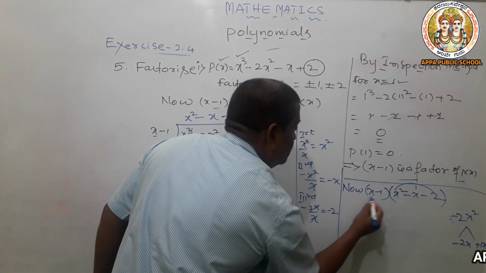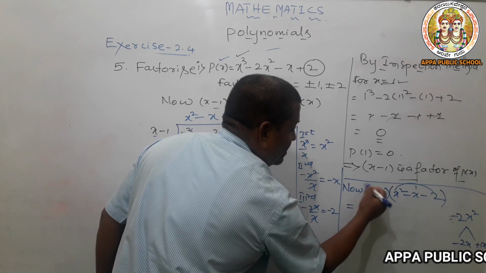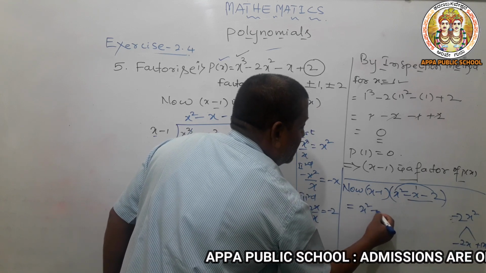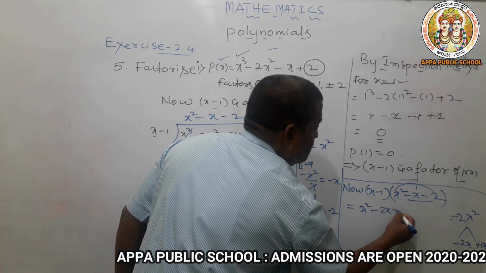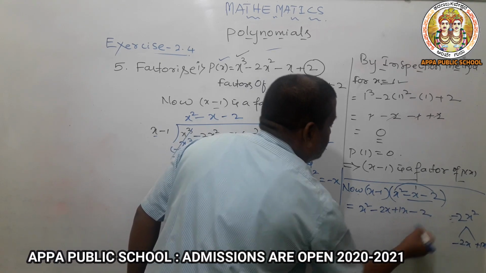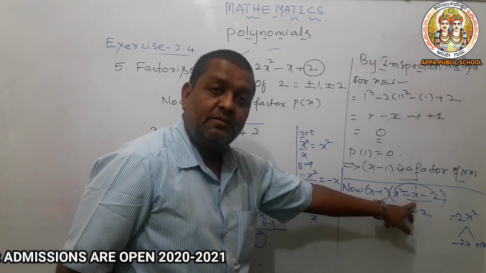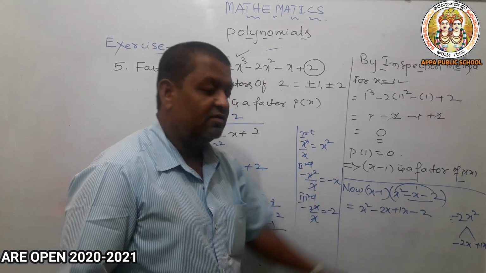As usual, write it. First I want to solve this: x square minus 2x plus 1x minus 2. So I splitted the middle term like this. So this is the procedure.